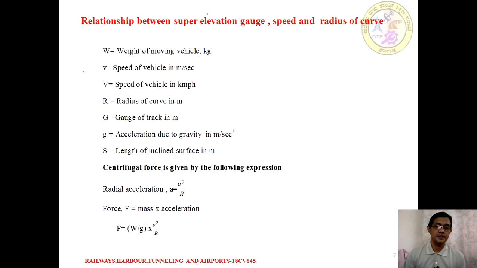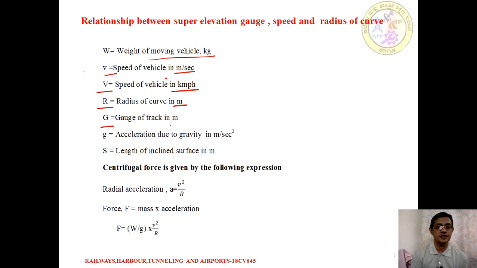So as I explained, W is going to be the weight of a locomotive or a moving vehicle in terms of kg. Small v is the speed if it is measured in meter per second. Capital V is going to be the speed of a vehicle when it is being measured in kilometers per hour. R is going to be the radius in terms of a meter.